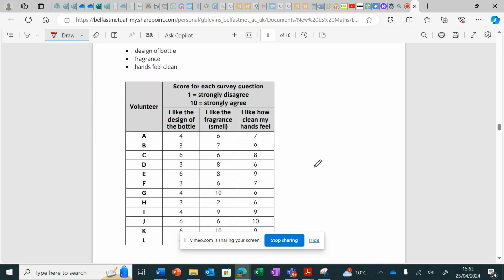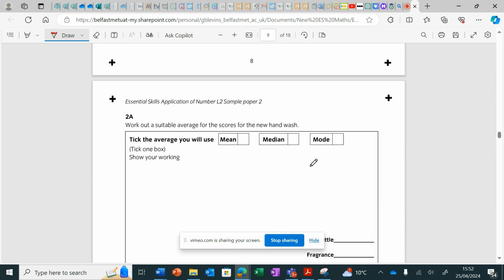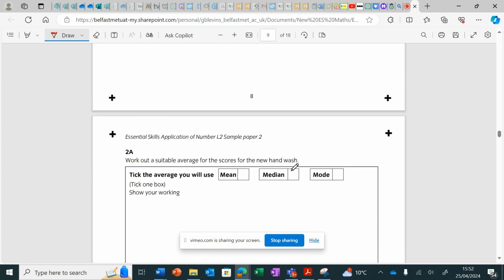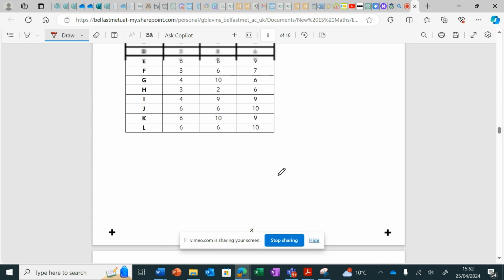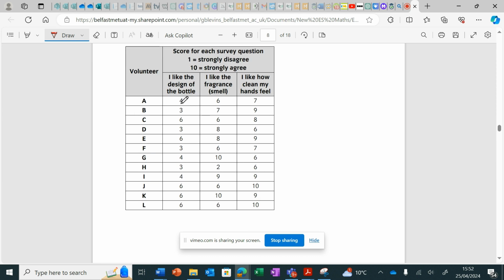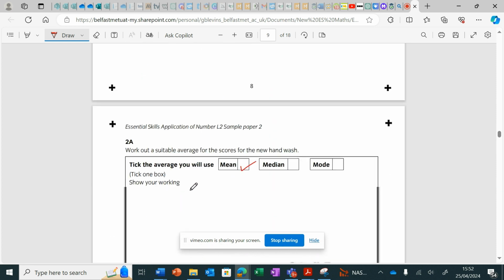Now we go into our averages section, which is our best section for many students. It says work out the average. Well, the mean, you add them all up. So we take this 4 and 3 is 7, and 6 is 13, and 3 is 19, and 6 is 25, and 3 is 28, 4 is 32, 35, 39, 45, 51, 57.